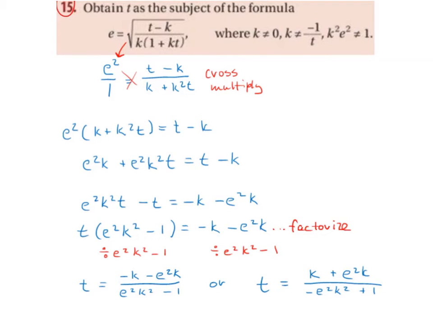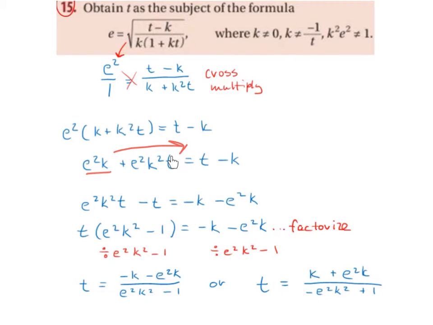I'm going to multiply out these brackets. E squared times K is E squared K. E squared times K squared T is E squared K squared T. This is equal to T minus K. Now what I want to do is get anything involving a T over the same side, because that's my subject, and anything without a T needs to go on the other side. So E squared K, that doesn't have a T in it, so that's going to go over the equal sign. And E squared K, when it goes over the equal sign, becomes minus E squared K.